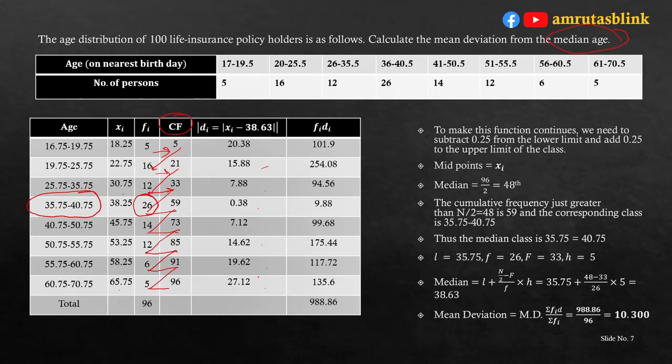What is the formula for mean deviation? Mean deviation is equal to summation fi di upon summation fi. Now in column 5 we have found the values of di. So in the next column we will find the product of fi and di. So 5 into 20.38 will give you 101.9. Then 16 into 15.88 is equal to 254.08. 12 into 7.88 is equal to 94.56.